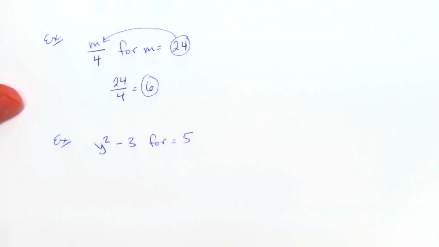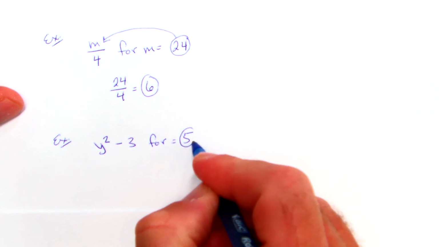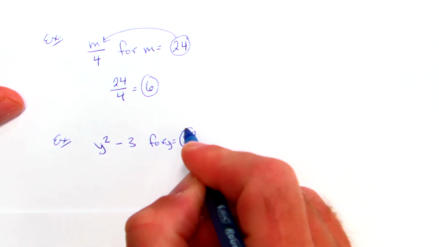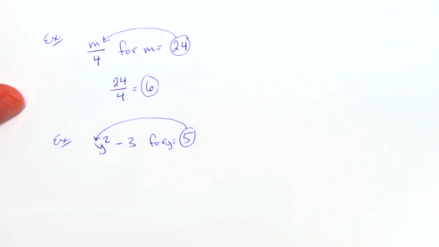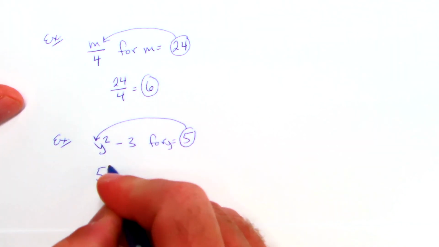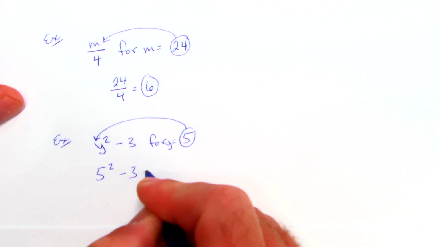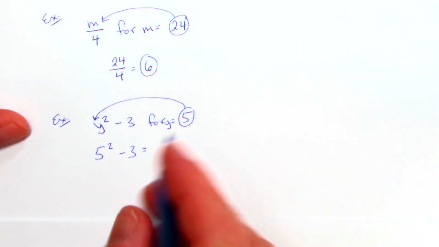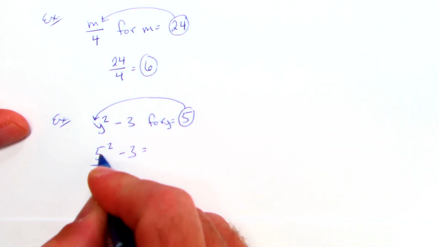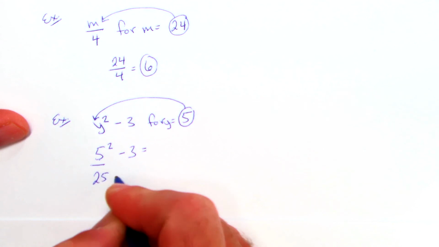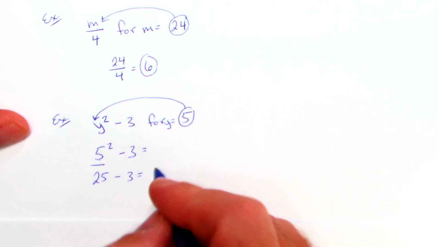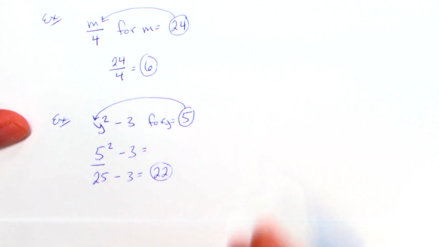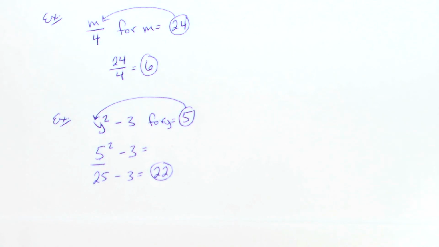Now, through the process of substitution, we're going to take our 5, for y equals 5, and we're going to put it back in here for y. So if we write this, we have 5 squared minus 3. Using our order of operations, we do exponents first. So 5 times 5 is 25. 25 minus 3 is 22. So that's solving expressions when given a value for a variable through the process of substitution.